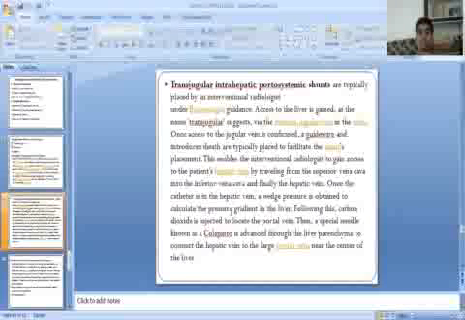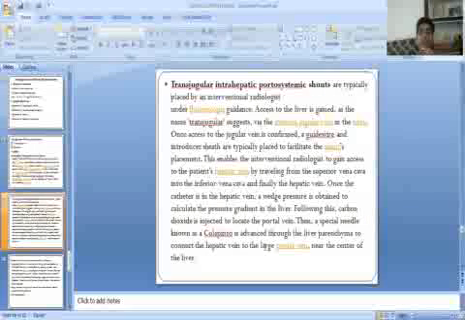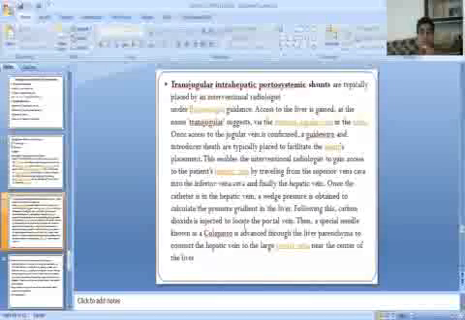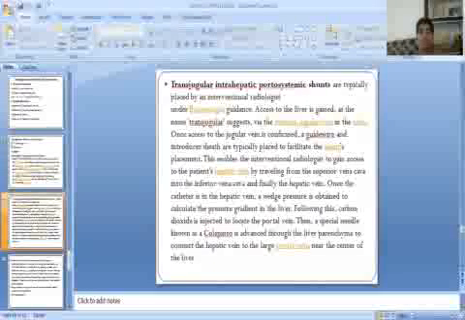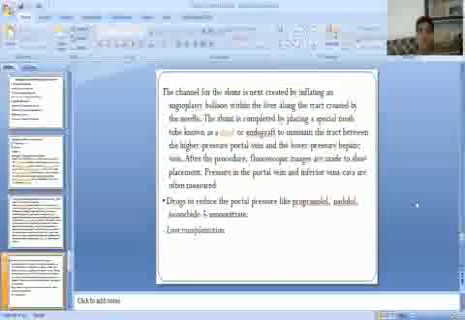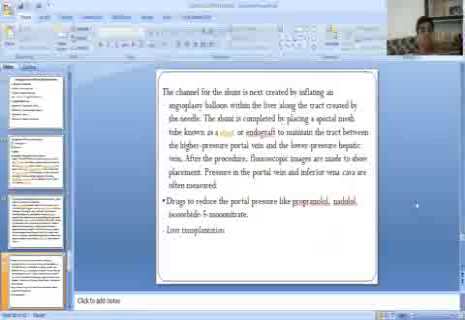Once the catheter is in the hepatic vein, a gauge pressure is obtained to calculate the pressure gradient in the liver. Following this, carbon dioxide is injected to locate the portal vein. Then a special needle is advanced through the liver parenchyma to connect the hepatic vein to the large portal vein near the center of the liver. The channel of the shunt is next created by inflating an angioplasty balloon within the liver along the tract created by the needle.